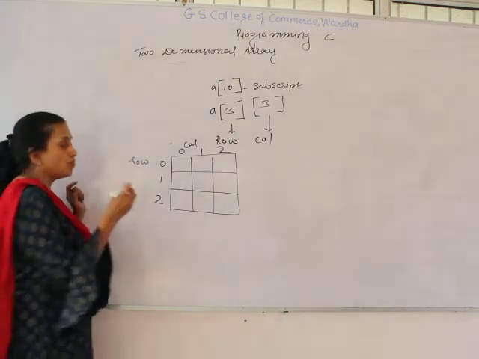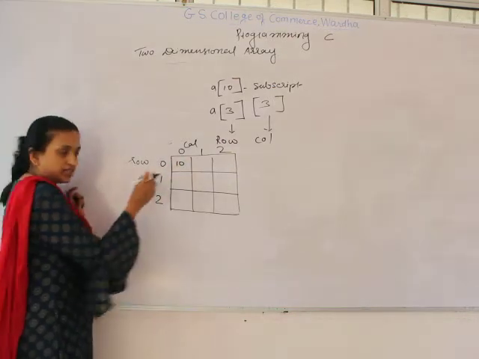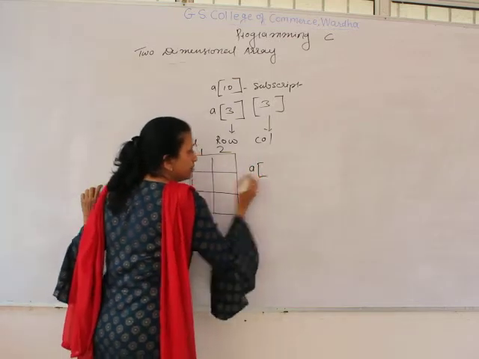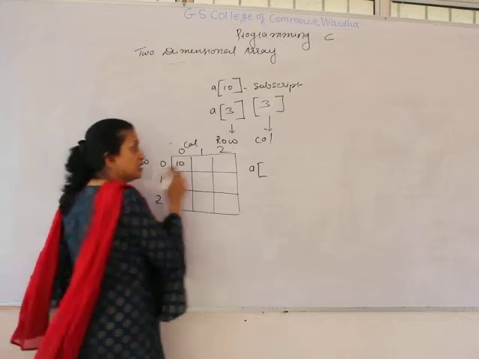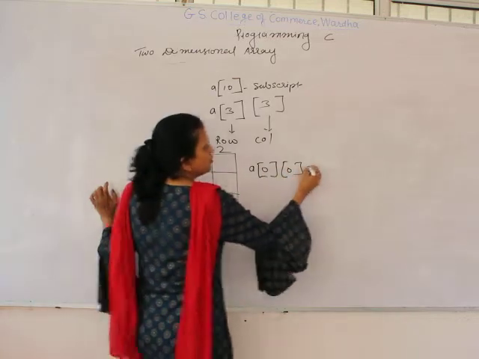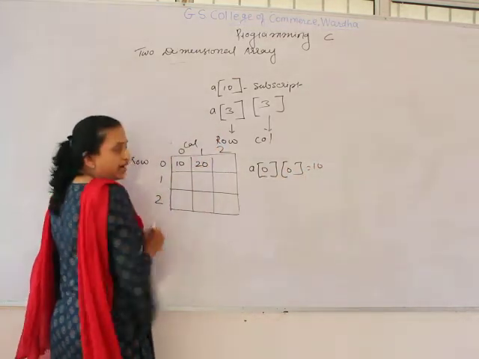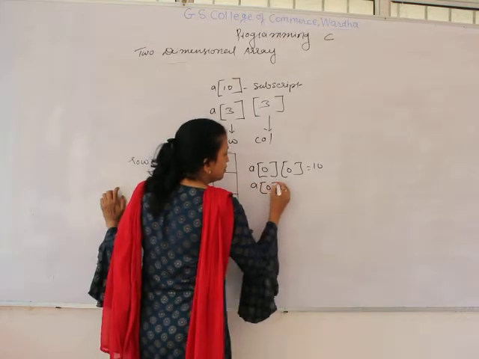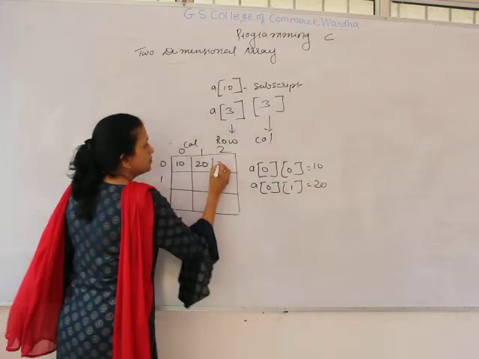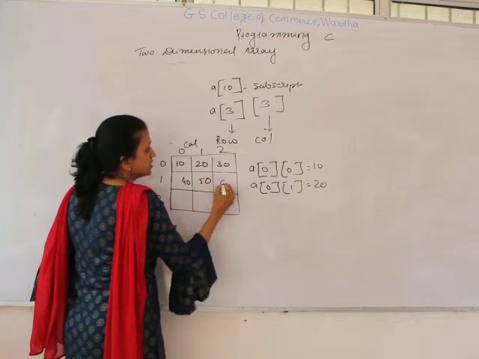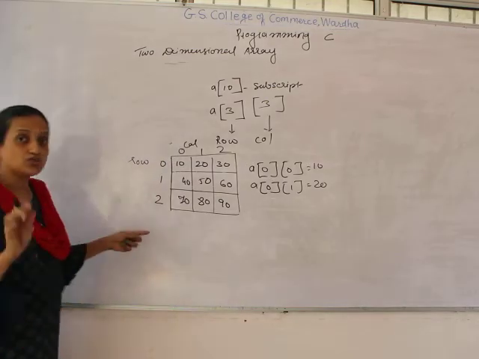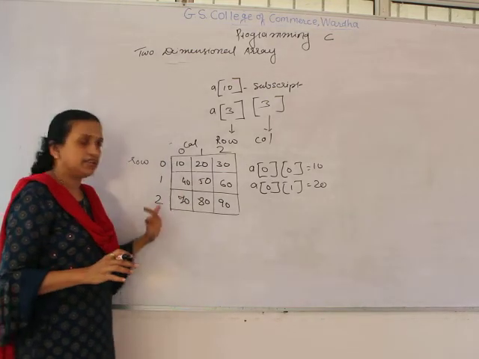Suppose you want to store 10 in this particular cell. So here the 10 can be accessed by its index number, but how? 0 of 0. So 0 of 0 is 10. Suppose you store 20 in this place. So that means row 0, column 1. Suppose 30, 40, 50, 60, 70, 80 and 90. So here you are storing 9 values in a 3 by 3 matrix.